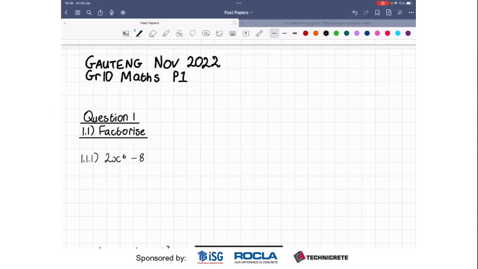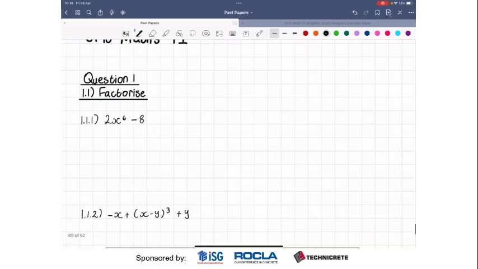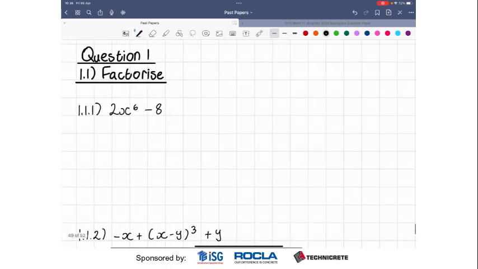Gauteng, November 2022, Grade 10 Maths Paper 1. Question 1, Part 1.1 is asking us to factorize the following. So starting with this first one, we've got 2x to the power of 6 minus 8.